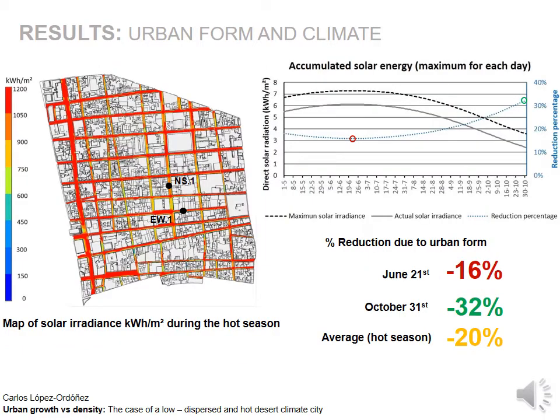The map on the left shows the solar radiation accumulated per square meter throughout the hot season. You can see how most of the streets receive a great amount of direct solar radiation. The graph on the right shows the maximum possible solar irradiance, here in the black dashed line, and the actual irradiance received, in the gray solid line. The blue dotted line represents the percentage difference between them. This reduction produced by the urban form itself varies from 16 to 32%, maintaining an average of 20%.